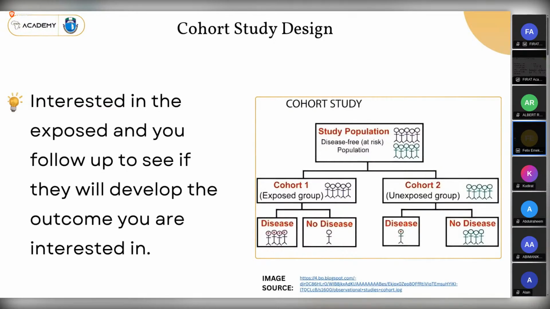So for a cohort study, the exposure is now, the outcome is in the future. For cross-sectional, exposure and outcome is now. For case control, the outcome is now, the exposure is before, retrospective. But in a cohort study, the exposure is now, but the outcome is in the future.